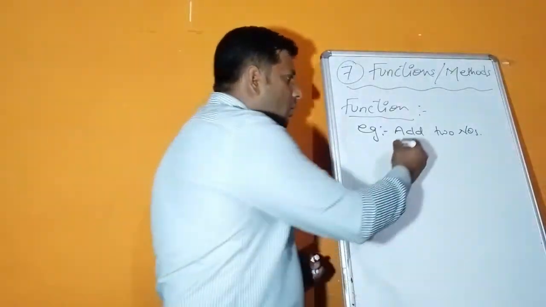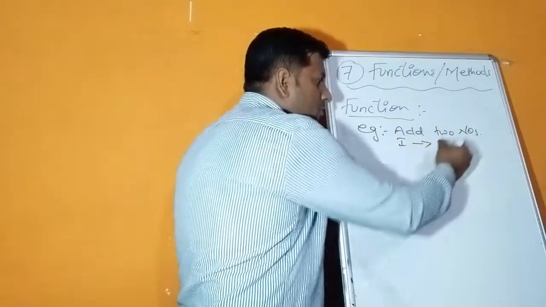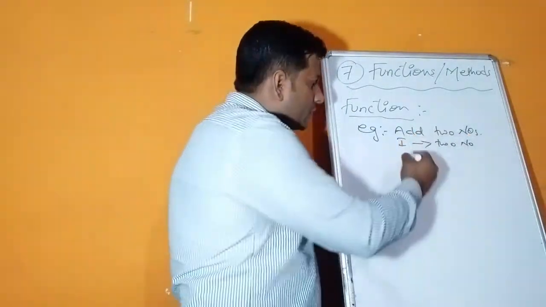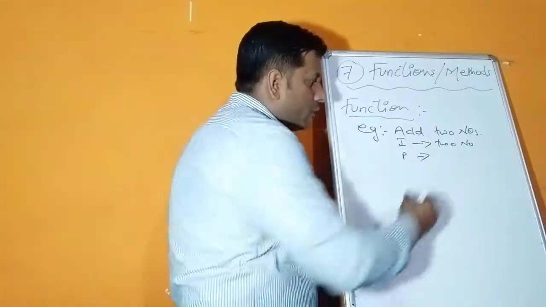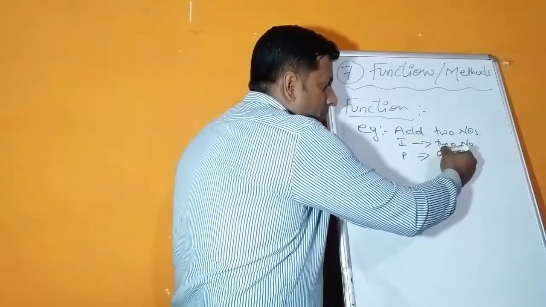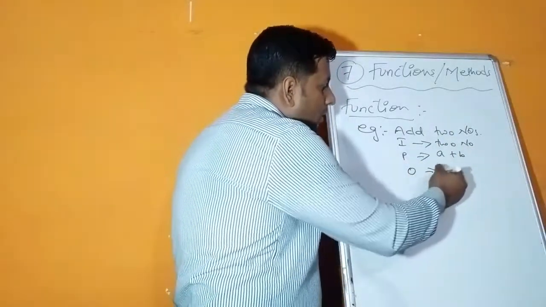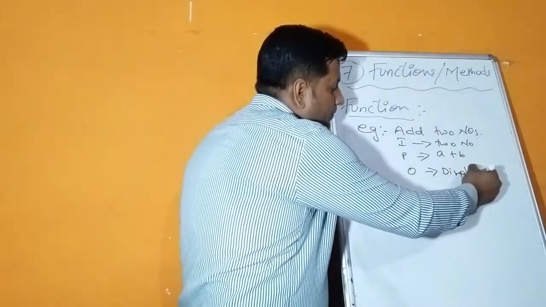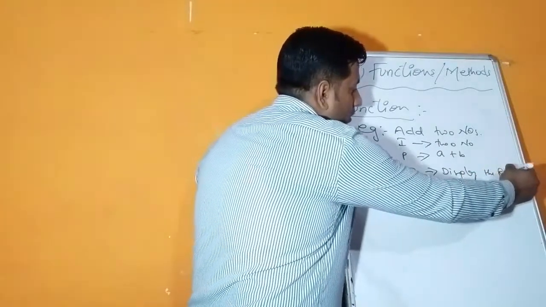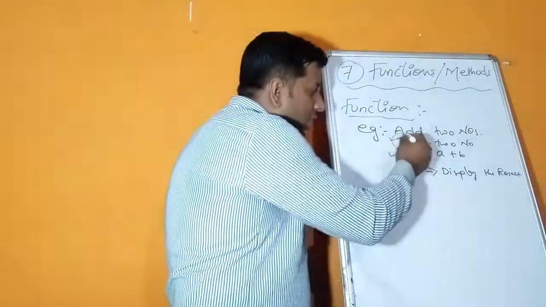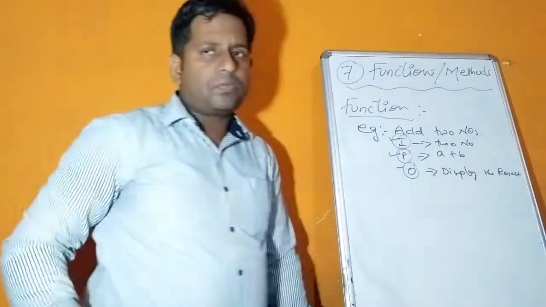How do we divide it? We can write input, where we just ask for 2 numbers, only this much. Then we go for process, where we add the 2 numbers, say the first number is A and the second number is B. And finally, output will display the result. So see, this input, process and output, these are the functions for the Java program.